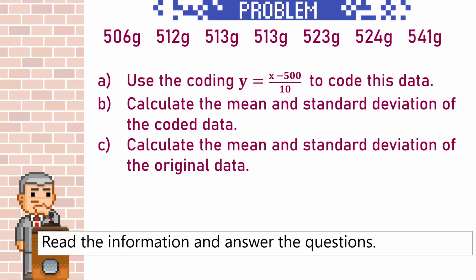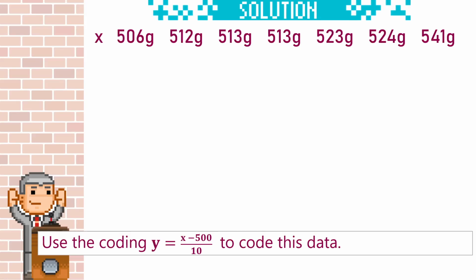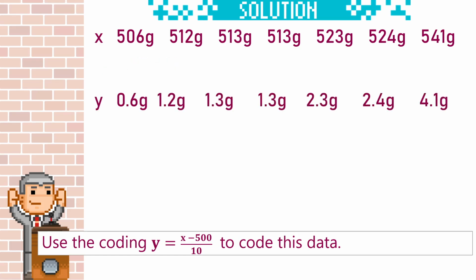Let's have a look at these questions. So it tells us to use y equals x minus 500 over 10 to code the data. So we're going to take away 500 from, say, the first piece of data, the 506, and we're going to divide it by 10. That will give us 0.6. And we're just going to go through and do that with each of the data.